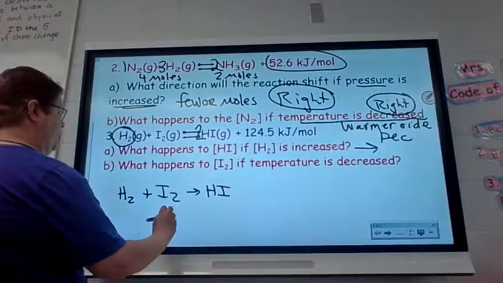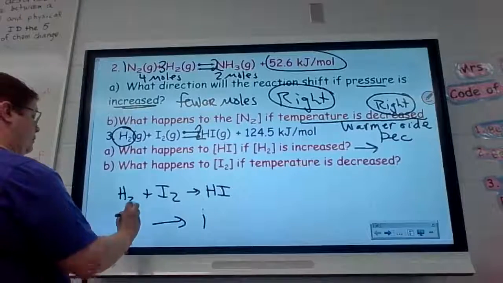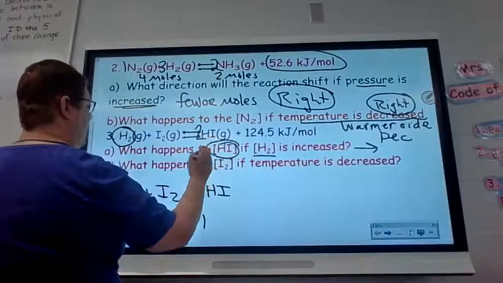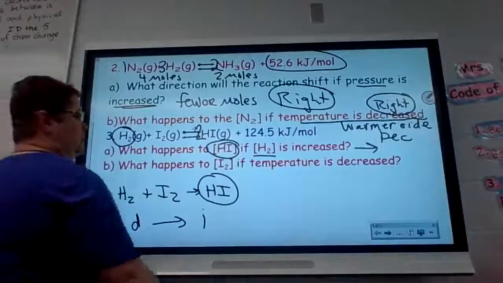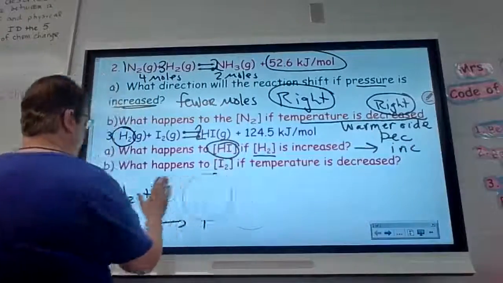All right. Anytime we shift to the right, what happens on this side? What happens on this side? And I asked, what happens to HI? It increases. All right. So letter B.